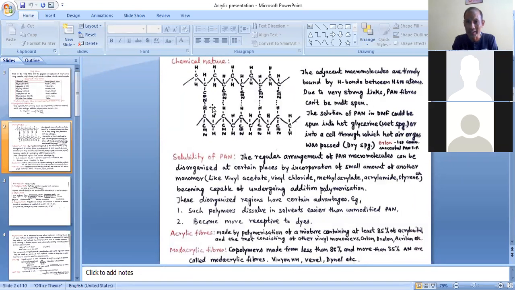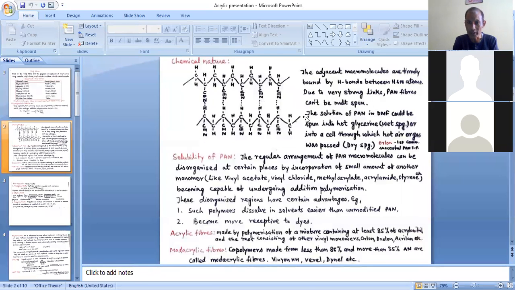And because a number of hydrogen bonds are formed at all the places, very strong links are formed. That's why polyacrylonitrile cannot be melt spun, because it has very strong links. So melting is not easy, and that's why this fiber cannot be spun by the melt spinning method. In nylon and polyester, we have seen that those two fibers can be produced by melt spinning, whereas this acrylic cannot be produced by the melt spinning method.